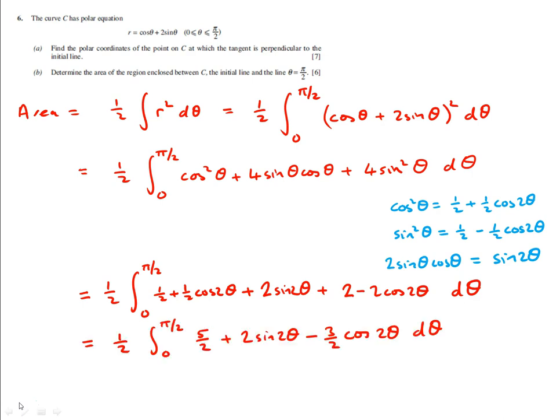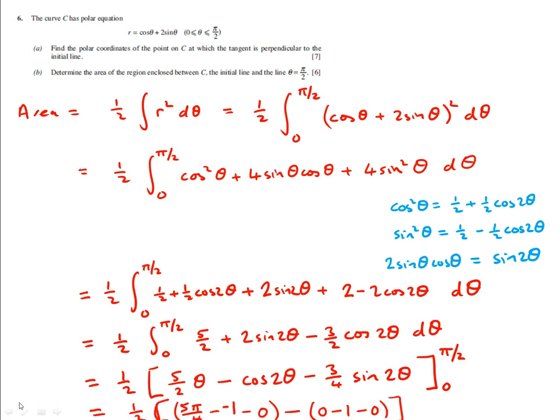Tidying that up, we've got a half the integral between 0 and pi by 2 of 2.5 plus 2 sine 2 theta, take away 3 over 2 cos 2 theta. So if we integrate that now, we've got a half times 5 over 2 theta, take away cos 2 theta, take away 3/4 sine 2 theta, with limits of 0 and pi by 2.